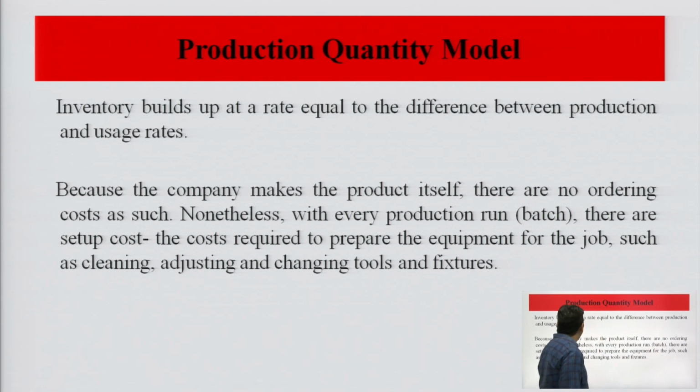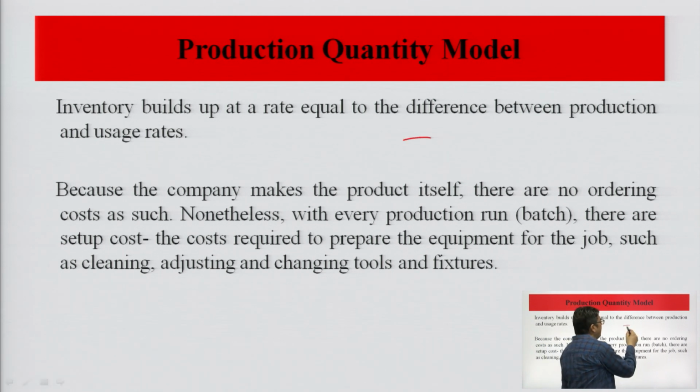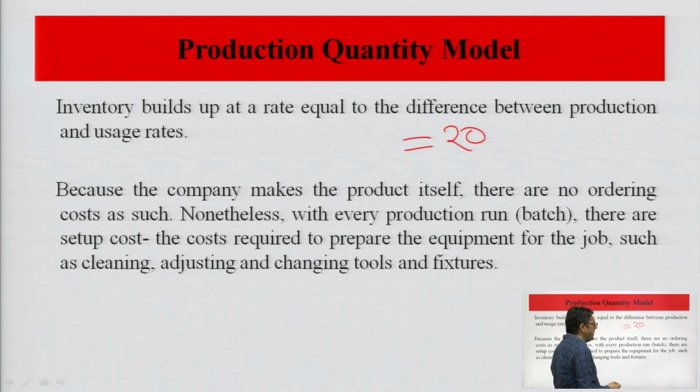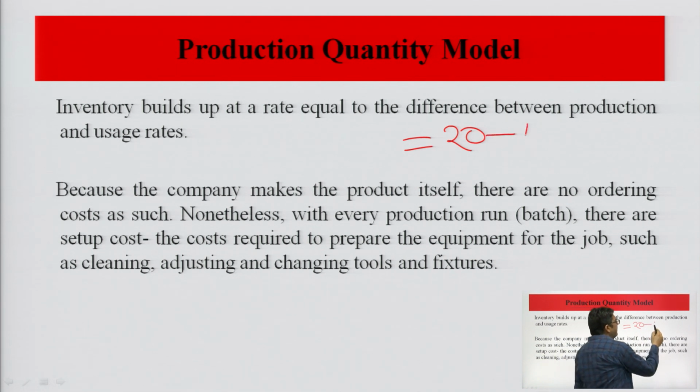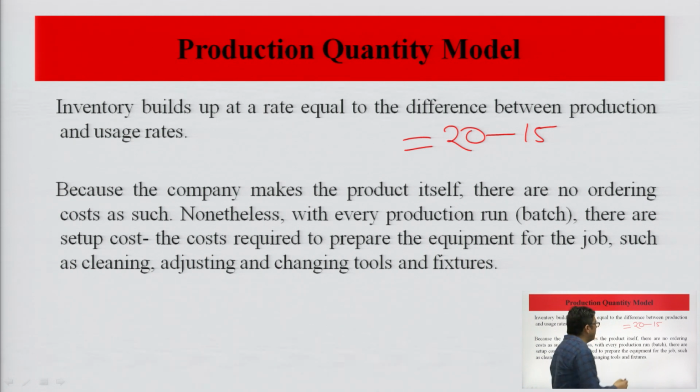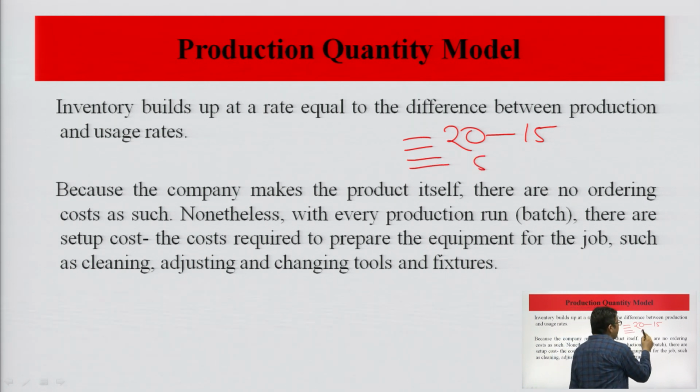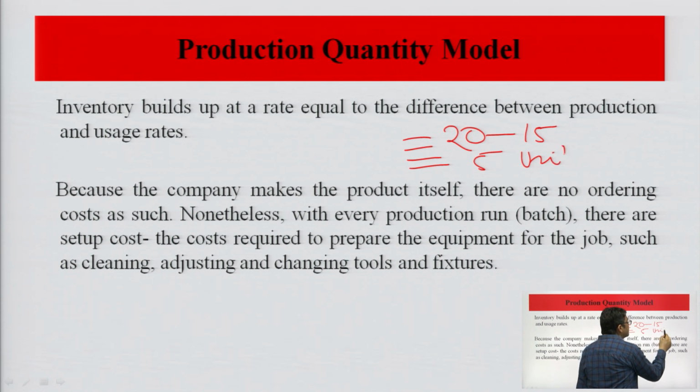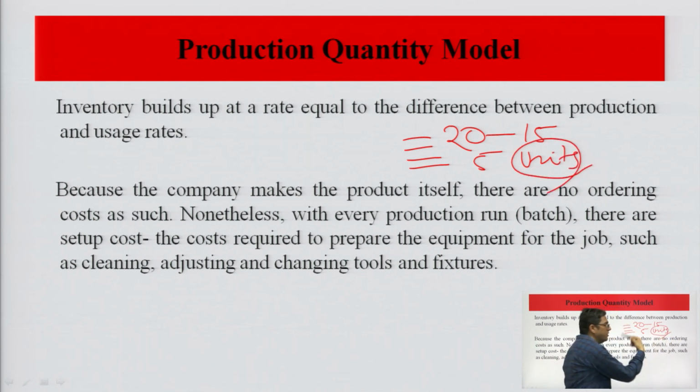Next, inventory builds up at a rate equal to the difference between production and usage. For example, if we are producing 20 units a month and the demand in the market is only 15 units a month, the difference is 5 units, and where will the 5 units go? It will go into inventory.